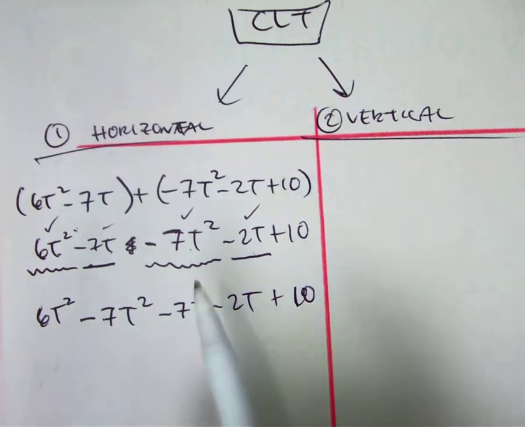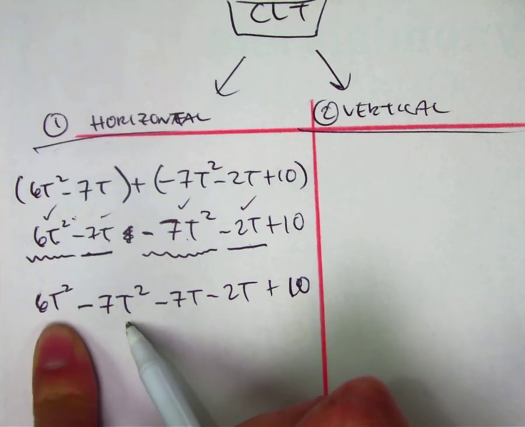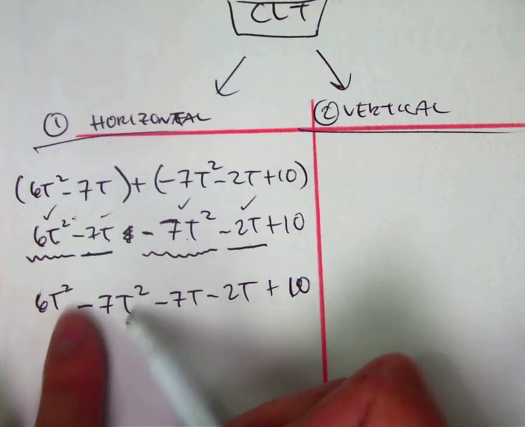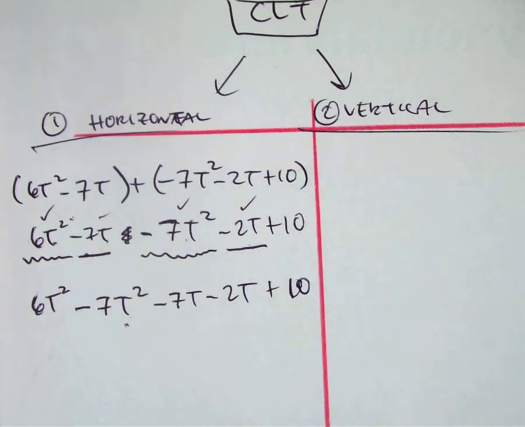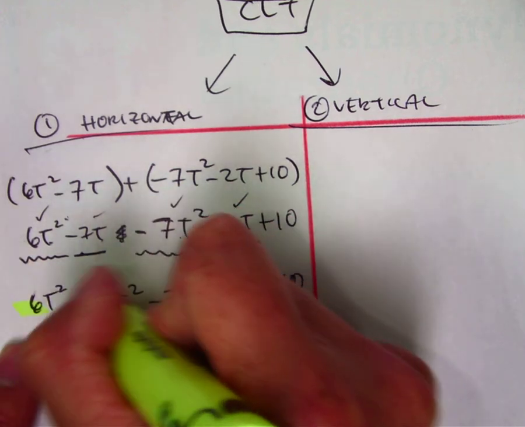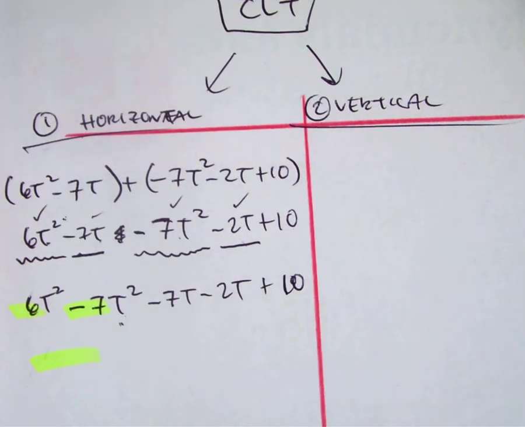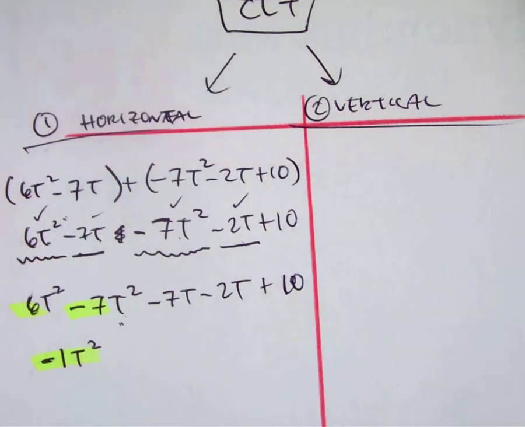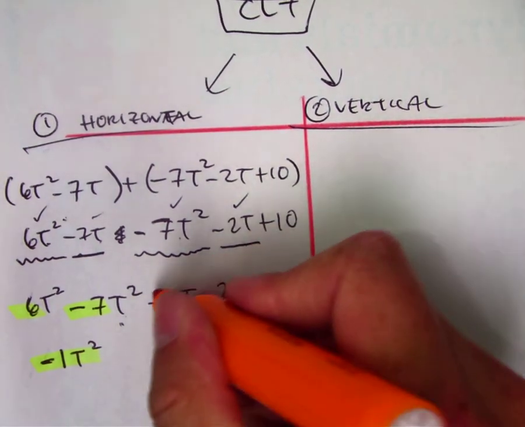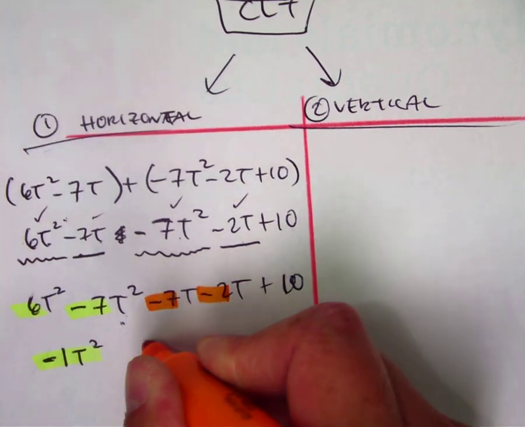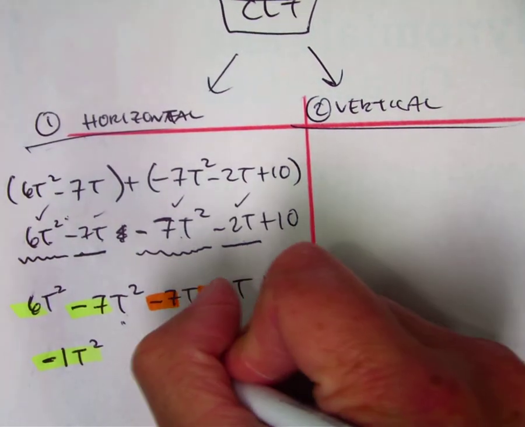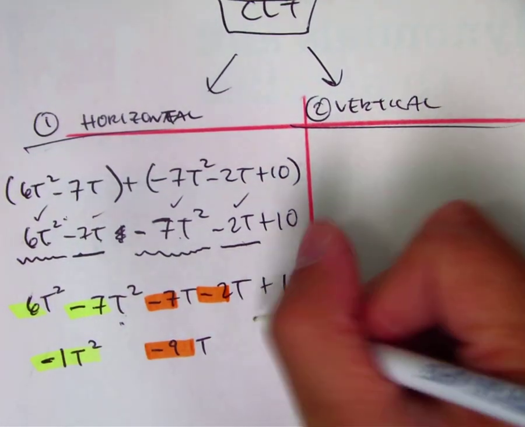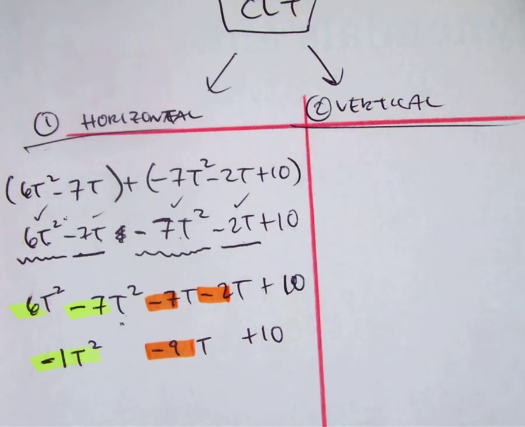In combining like terms, the only thing that you change here is not the exponent. So to be like terms, you have the same base, same exponent. That's called the power. We learned that yesterday. And all you do is focus on the coefficient, the number in front. Class, what's 6 minus 7? Negative 1t squared. Class, what's a negative 7 and a negative 2? Negative 9t. And this 10 doesn't have anything to combine with, so you just write plus 10.